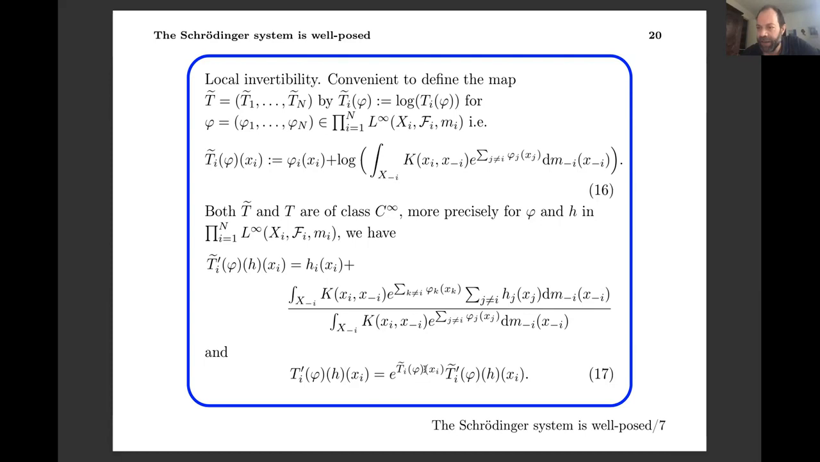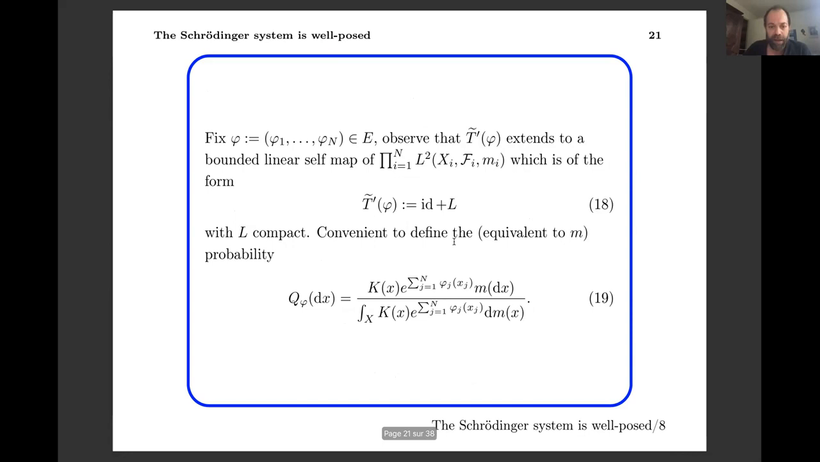So of course, this expression for the derivative can be extended for an H which is not in L infinity, but simply in L2. If I do so, I observe that the derivative is a compact perturbation of the identity. So it's a good framework to apply the Fredholm theory. And to identify the null space, it's also convenient to introduce this probability measure on the product space, this Q phi. So now I'm in the step of proving local invertibility.